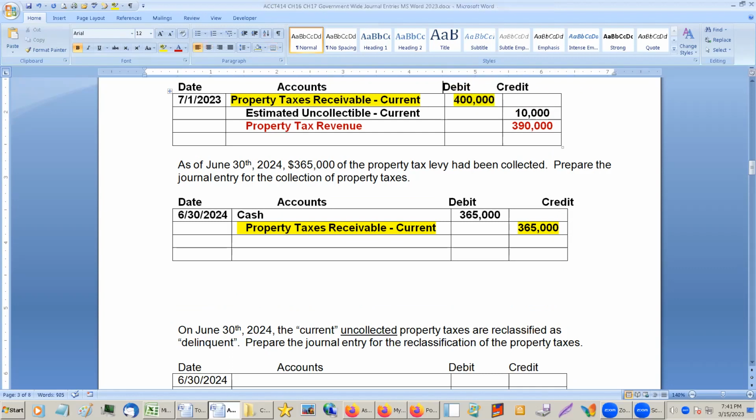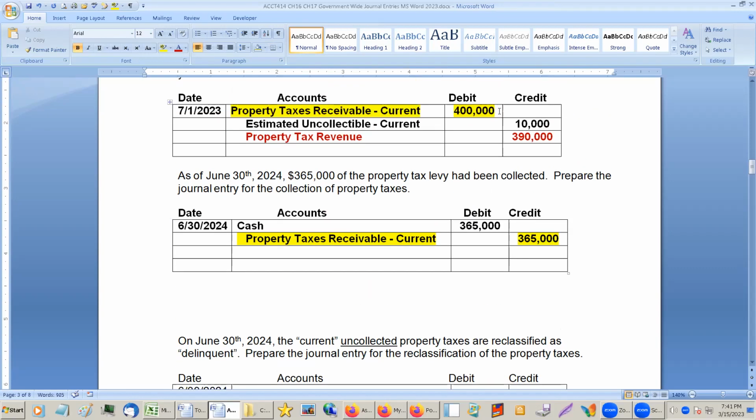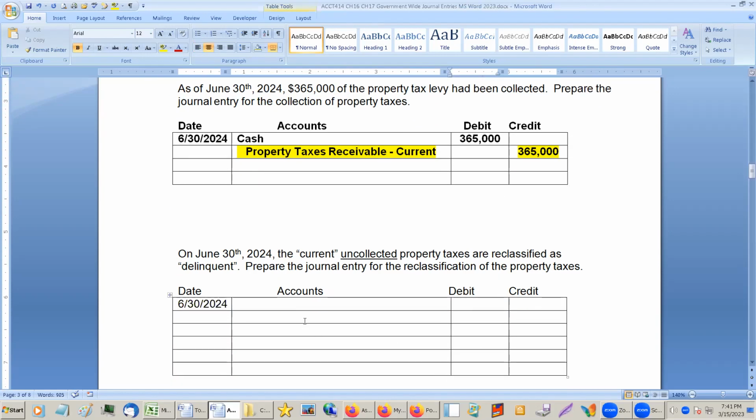My debits aren't lined up. Now my credits aren't lined up. Who made this stupid handout? Okay, so we still have a debit of 35,000 in there, so we have to get rid of that.